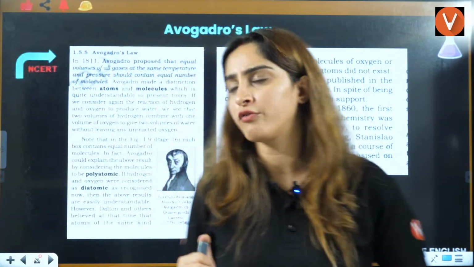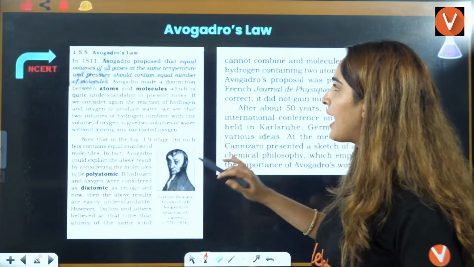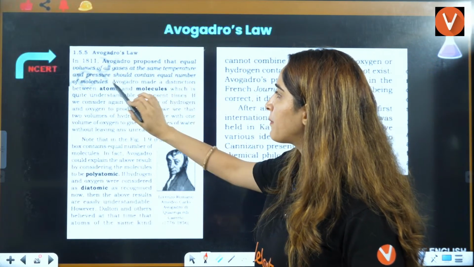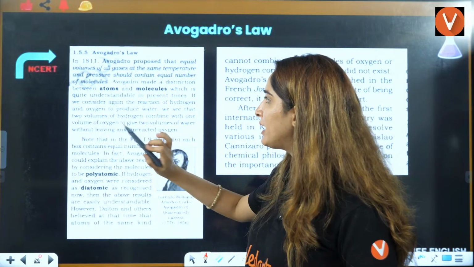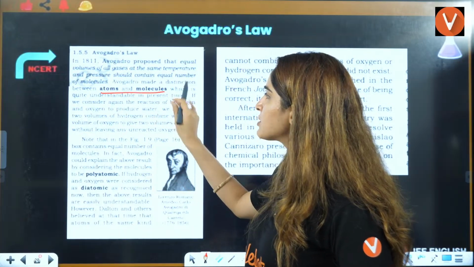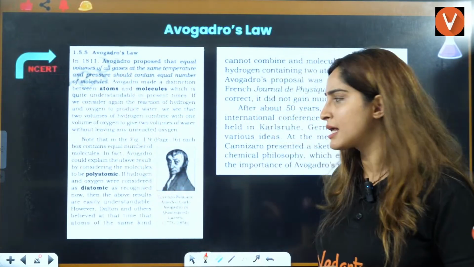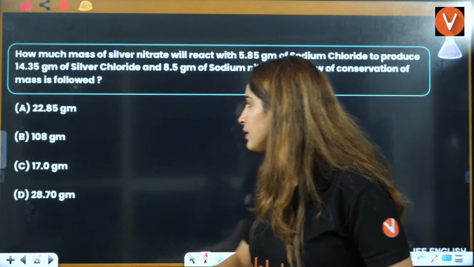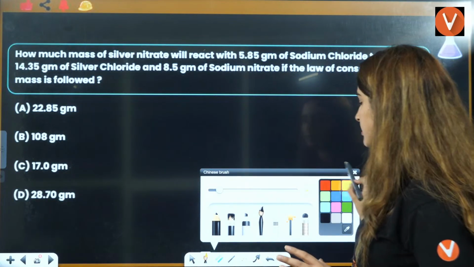You can read it out from your NCERT. This is everything that I have taught you. Avogadro's law, that equal volume of all gases at the same temperature and pressure should contain equal number of molecules, right? Distinguishing between atoms and molecules, this we will discuss. Don't worry about this. Okay. Now let's talk about some questions here, right?